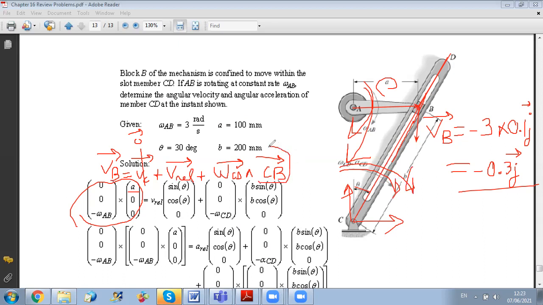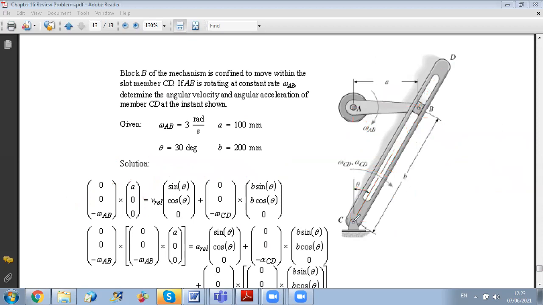Vectorial for vector CB. For vector CB, as you can see, this distance is given to be equal to B, and we project CB along big I, big J. So it's sine theta along big I, so it's B sine theta along I plus B cosine theta along J. So now, this is a vectorial relation that will give you two equations, one along I, one along J. And what will be your two unknowns? To find V relative and omega CD.